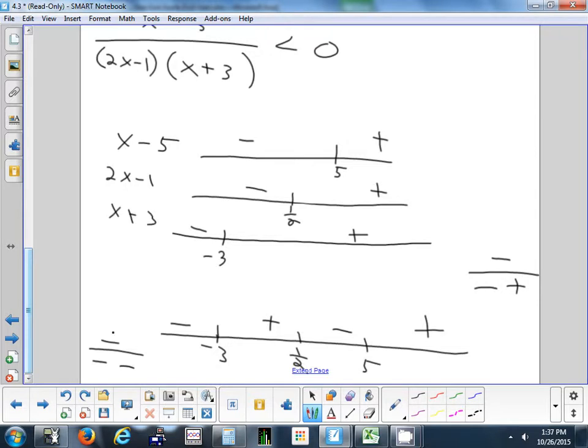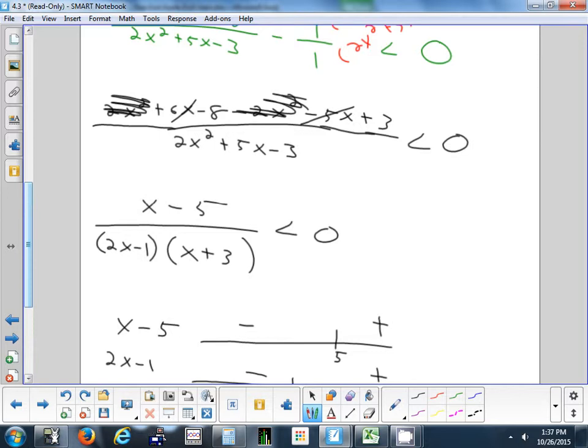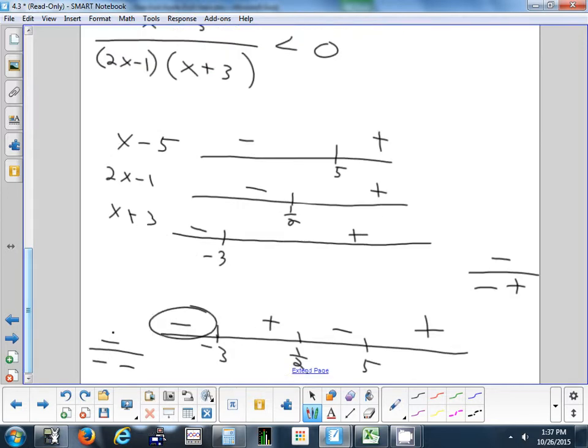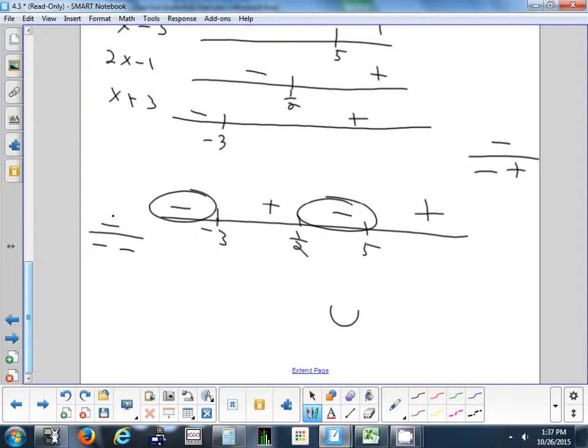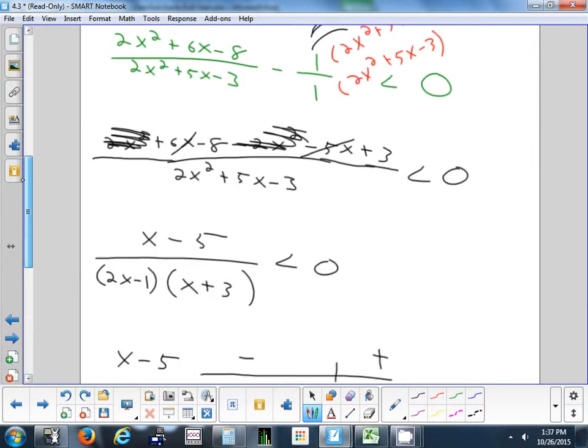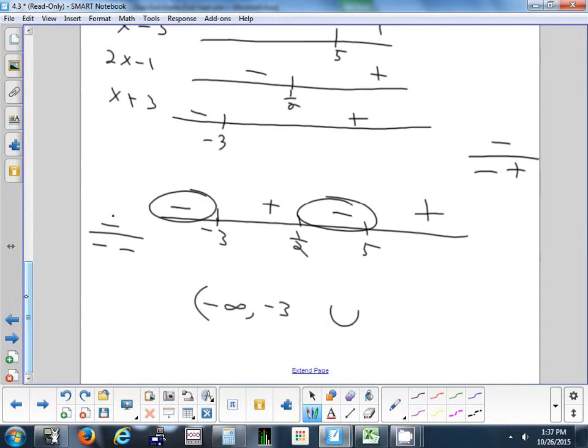Right, now we can tell where we're going to be above and below 0. In this case, they want below 0, so we're going to have two intervals. How would we write this first interval? From what to what? From -infinity to -3. Including -3 or not? No, not including. Yep, or from 1/2 to 5. Those are the regions where we come out negative.